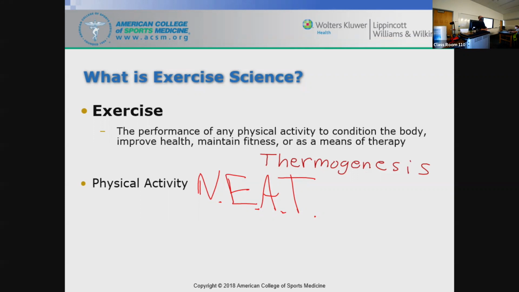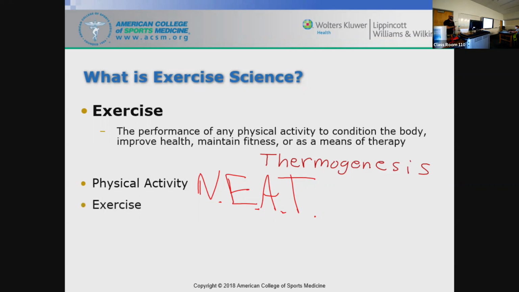Move our feet, twiddle our thumbs, stand around, pacing. It's not structured in any way, but it's kind of a specific form of physical activity. Where that line is drawn, who knows? But it's non-exercise activity thermogenesis, and thermogenesis means you're just creating heat. So with any type of movement, as long as you're alive, you're creating heat somehow.